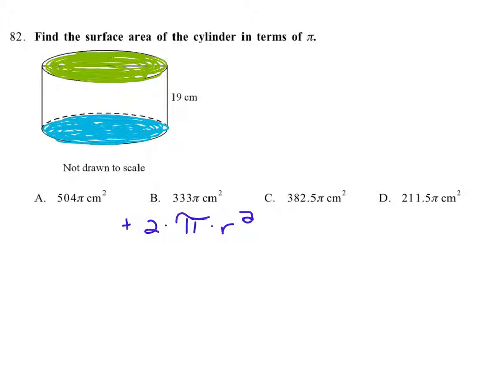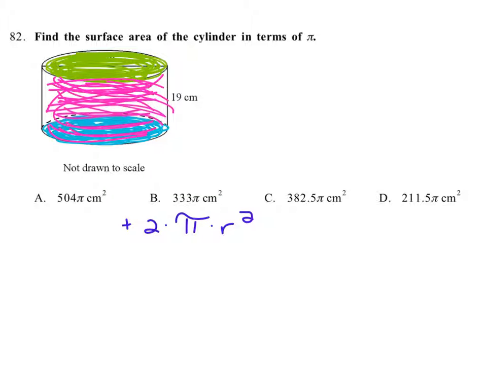Okay, we're going to add to that the lateral surface, and that's going to be all of this surface going around, okay? And then back again on the other side. Well, it's maybe badly drawn, but you get the idea, okay? So what's the formula for that? Well, you need the circumference.